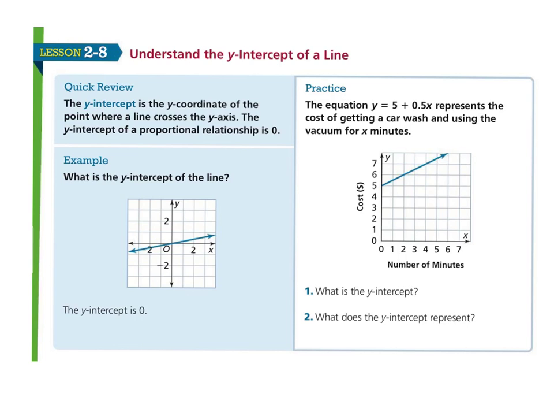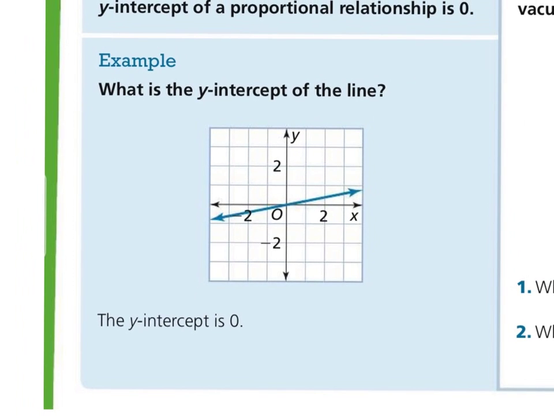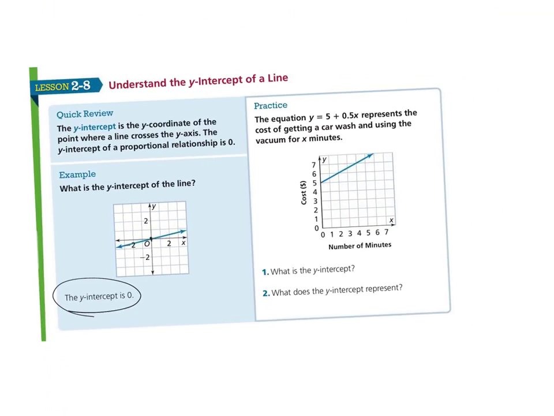Lesson 8 is where we first talked about y-intercept. So y-intercept is where the line crosses the y-axis. On the graph here in their example, it's crossing the y-axis where our y value is 0, so our y-intercept is 0. It's crossing through 0, 0. On the y-intercept, the x is always going to be 0. The question is, what's our y value?